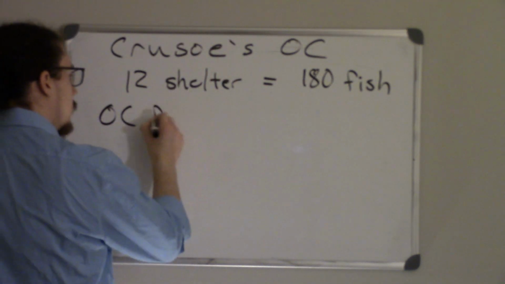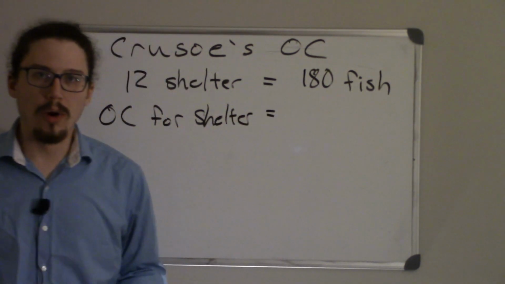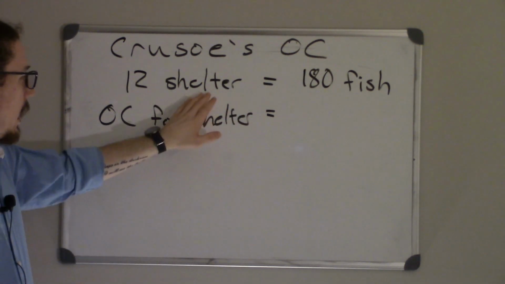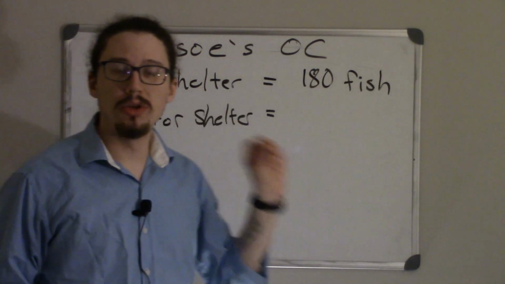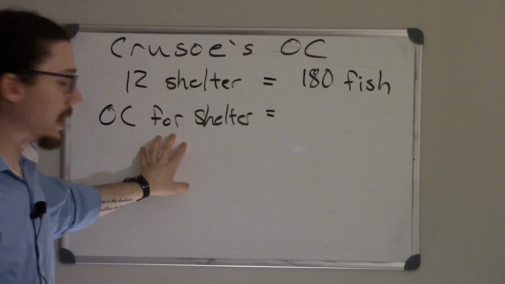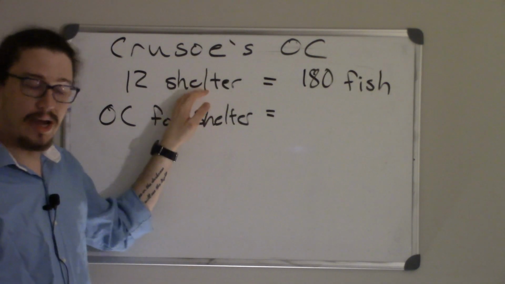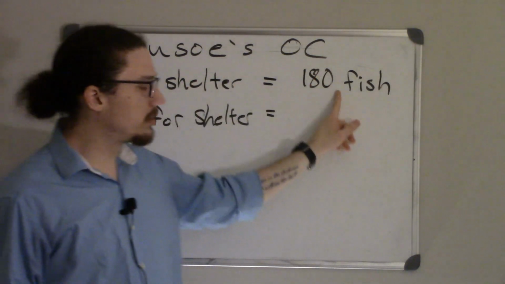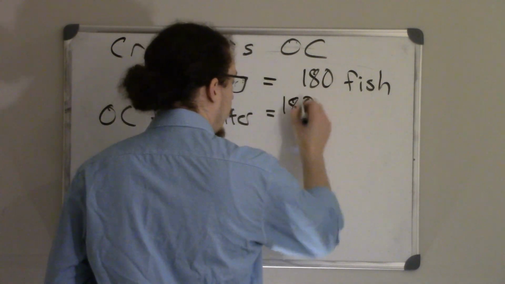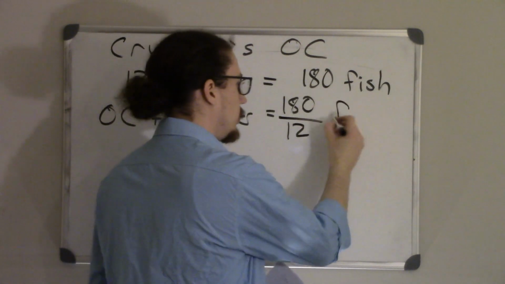So when we do this, we're saying, well, let's find the opportunity cost for shelter. What we would do is we're essentially just solving this like an algebra problem. And we want to get whatever we're finding the opportunity cost for by itself on one side. So in this case, we're trying to find the opportunity cost for shelter, so we want shelter by itself. So we're going to divide both sides by 12. So we're going to have 180 divided by 12.